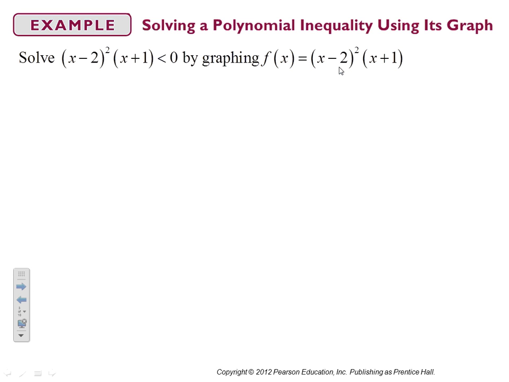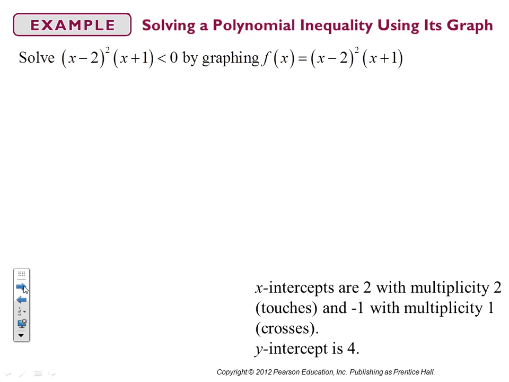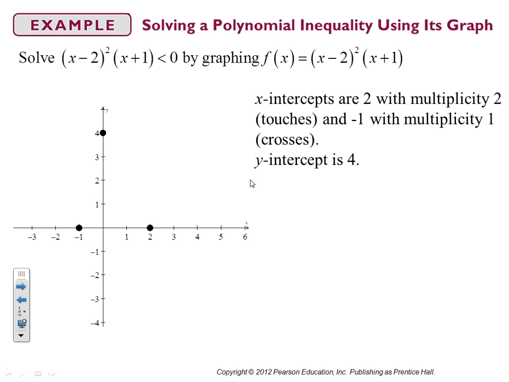You can easily see, since this is already factored, that we're going to have a 0 at 2, where this factor x minus 2 gives us a 0 of 2, and it has a multiplicity of 2. From this factor, we get a 0 of x equals negative 1, and it has a multiplicity of 1. So at x equals 2, the graph is going to touch the x-axis but not cross it. And at negative 1, the graph is going to cross. The y-intercept is 4. If you put 0 in for x and do the arithmetic, you'll see the y-intercept is 4. So you plot those points on your graph.